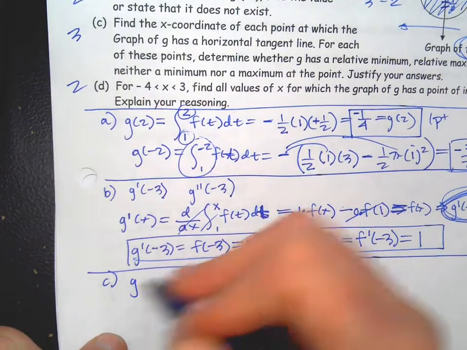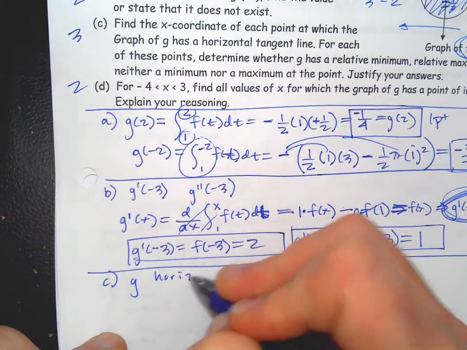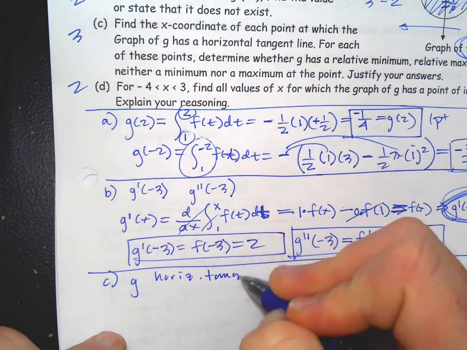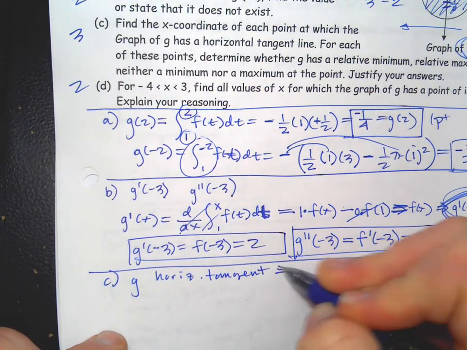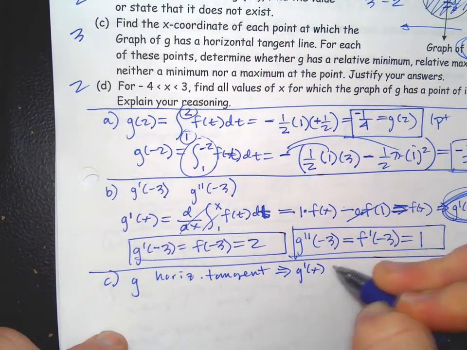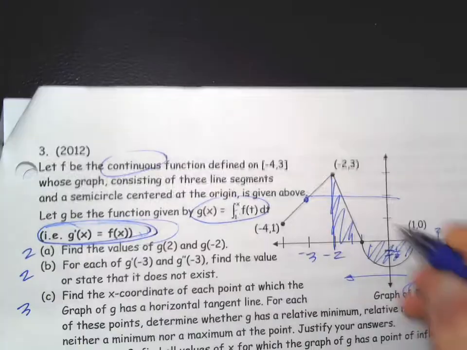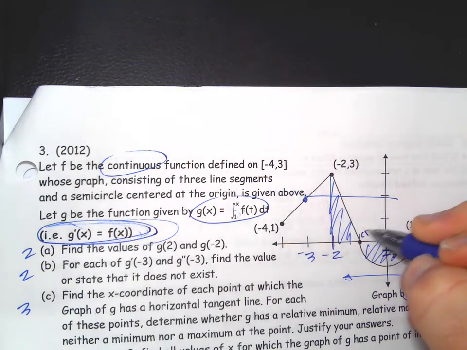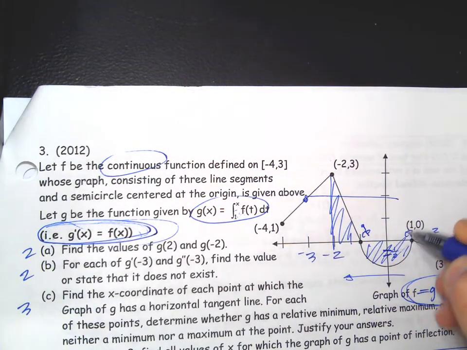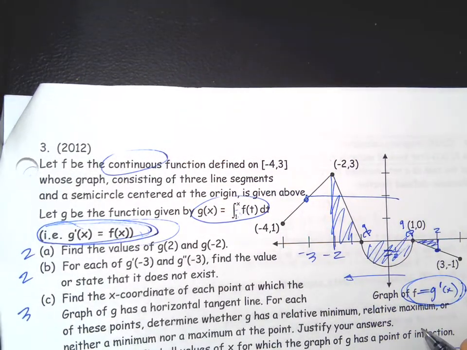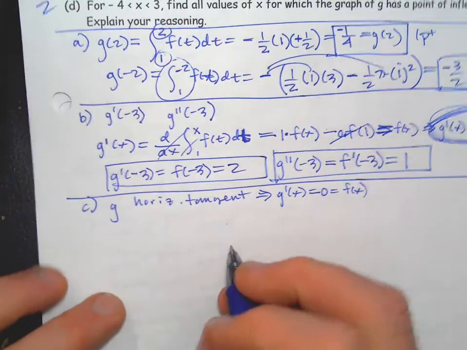let's write this down. g horizontal tangent means we want to know when g prime of x equals 0, but g prime equals f of x. So we want to know where f of x equals 0. This is a critical point for g. This is a critical point for g. That's where g has a horizontal tangent.